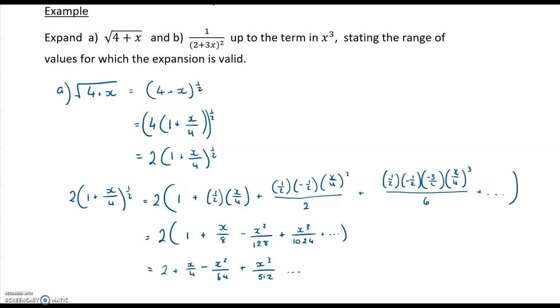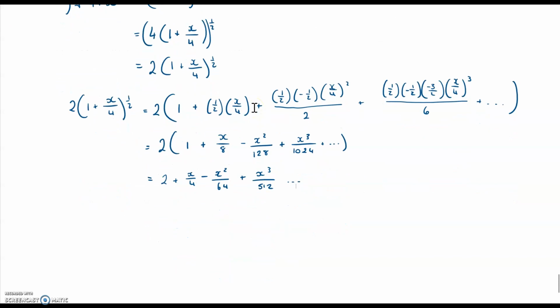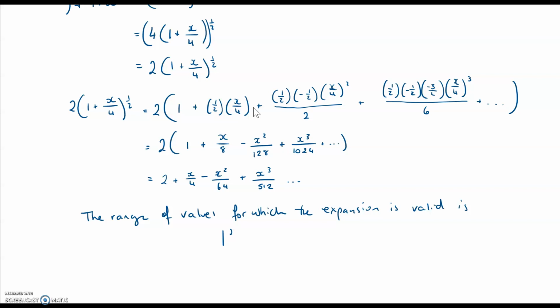So that's our expansion. Now if we want to state the range of values for which this expansion is valid, for this part, the range of values, it's the modulus of x on 4 is less than 1. Okay, and therefore the modulus of x has to be less than 4.